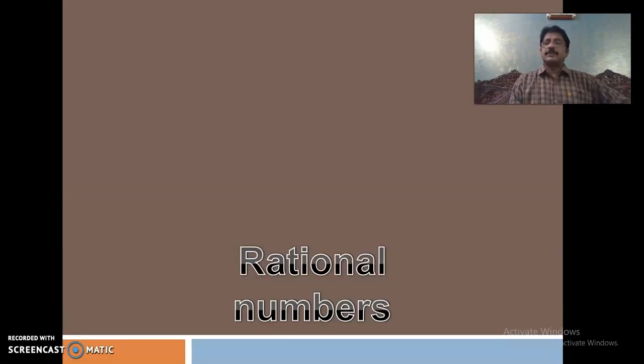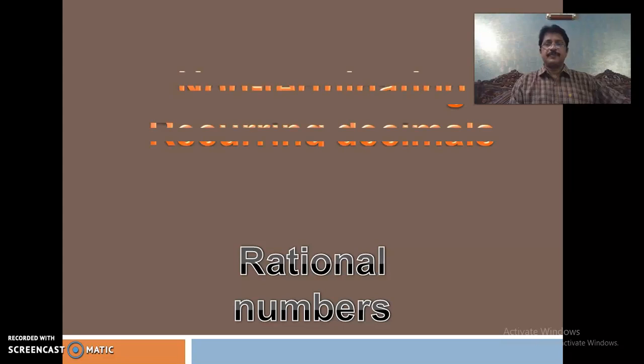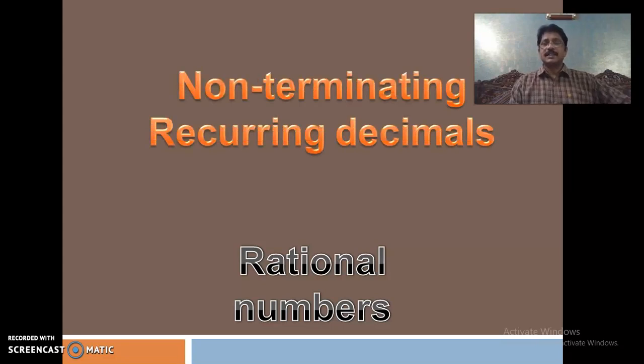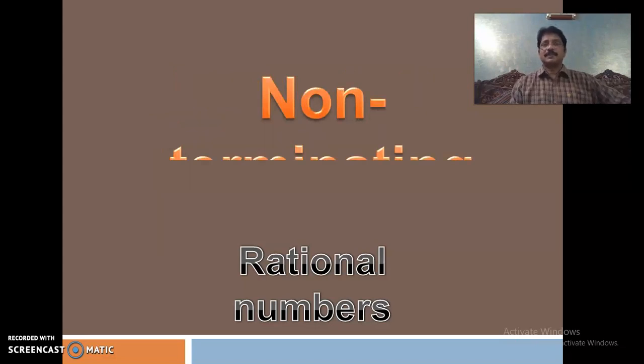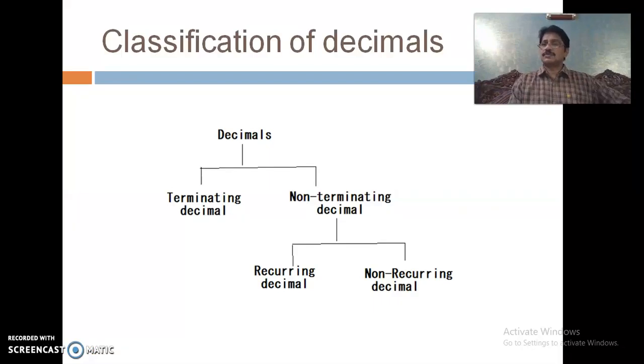Today we are going to learn about non-terminating recurring decimals. Before going to learn about non-terminating recurring decimals, first we have to learn something very important. Clear? It's just like a recapitulation. The classification of decimals is of two kinds, as you know: terminating decimals and non-terminating decimals.